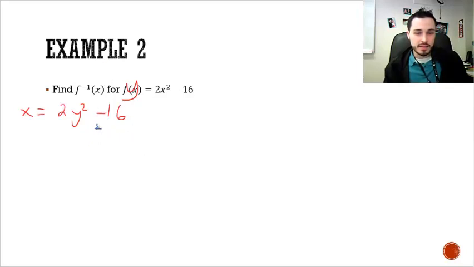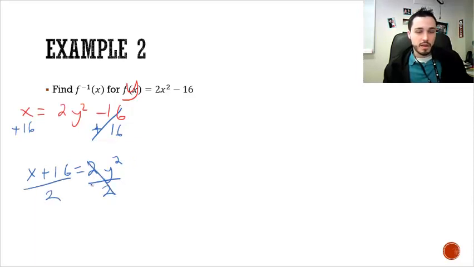I'm going to add 16 to both sides. x plus 16 equals 2y squared. Divide both sides by 2. And you could leave it like this, but let's go ahead and simplify that a tad bit. I'm just going to divide both of these things by 2.